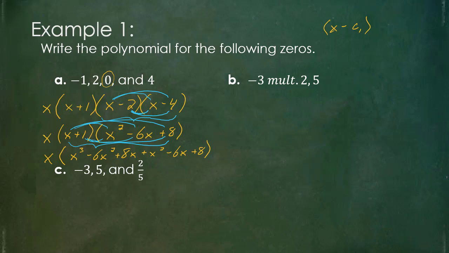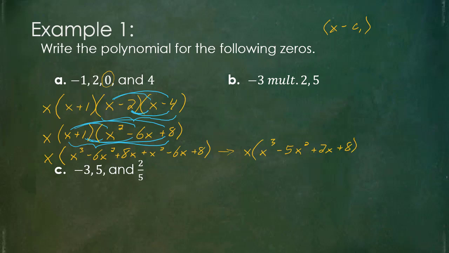So at this point, notice we do have a couple of like terms that we could combine. We have a couple of x squareds as well as a couple of x's. So I'm going to go ahead and rewrite this one as really it's x times the x cubed minus 6x squared plus x squared would be a minus 5x squared. 8x take away 6x would give me a positive 2x, and then there's still the plus 8 at the very end.